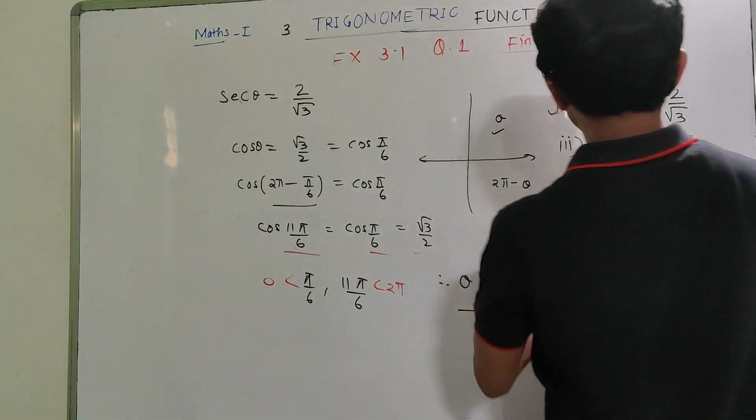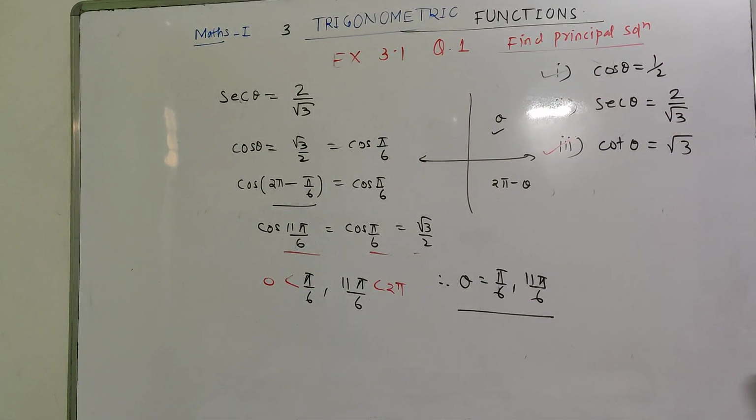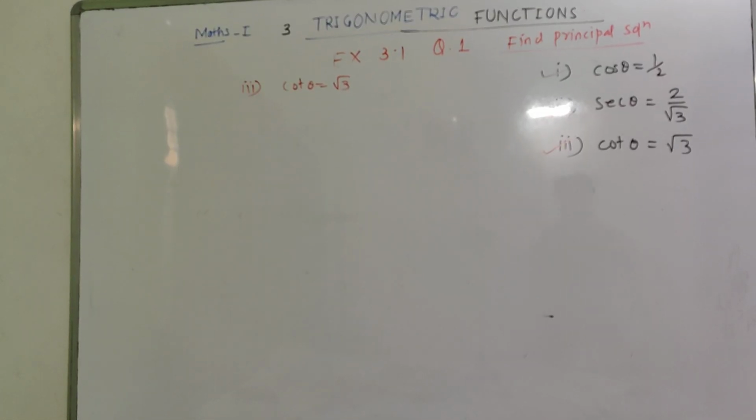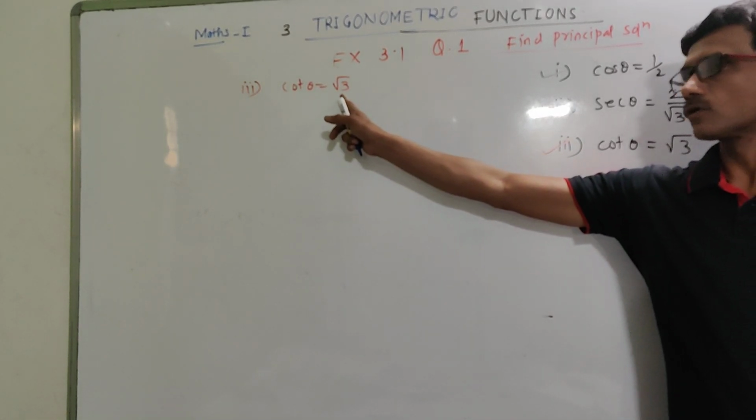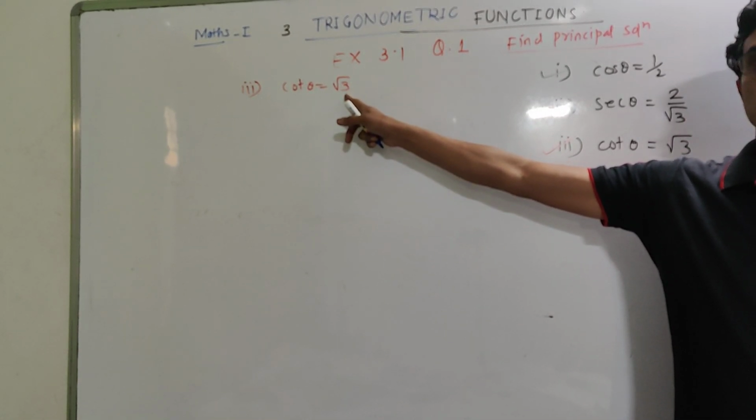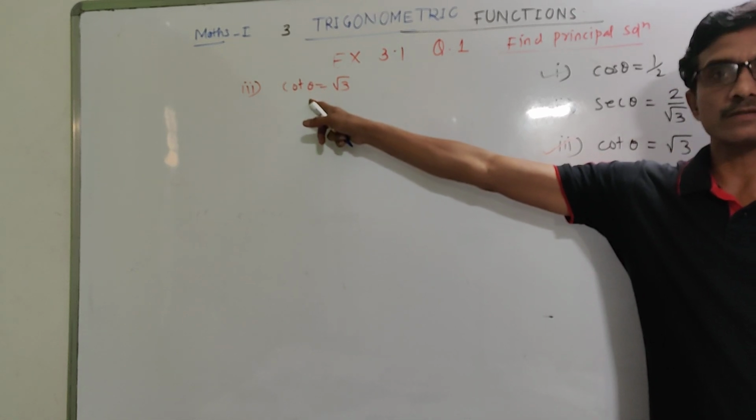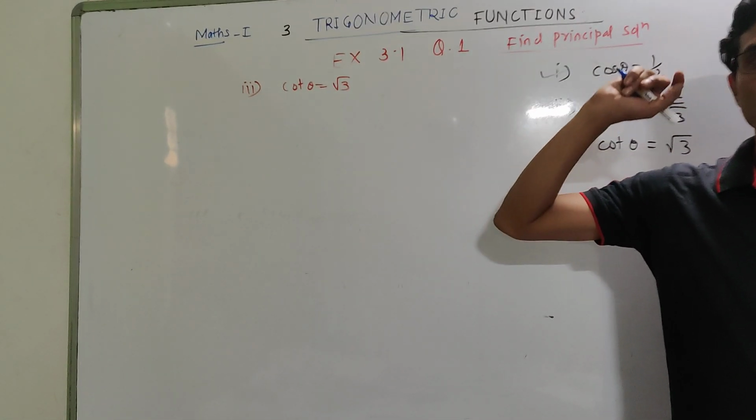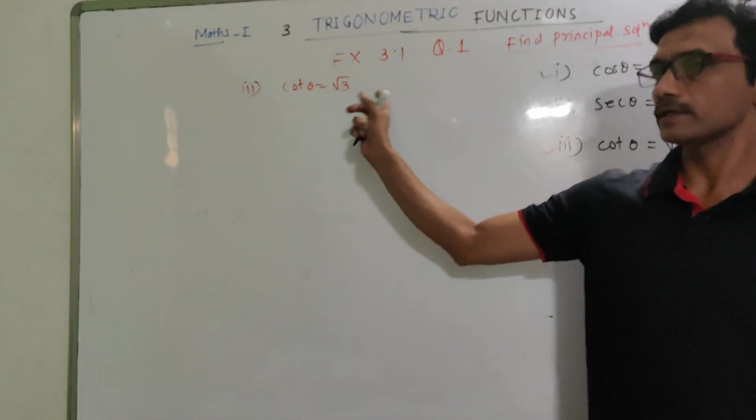Now we are going to start with cot theta is equal to root 3. We know cot of pi by 6 is equal to root 3. So therefore our first principal solution will be pi by 6, 30 degrees. Cot of 30 degrees is root 3.